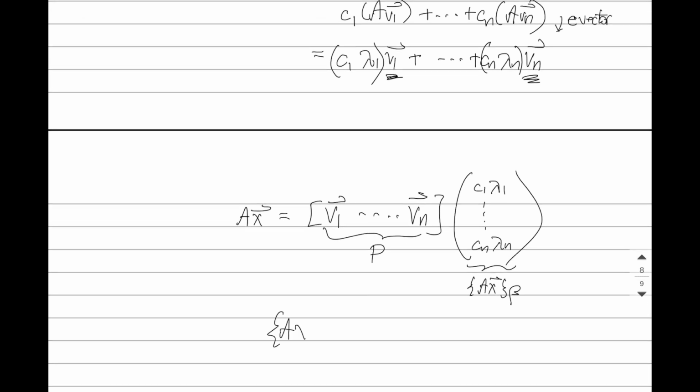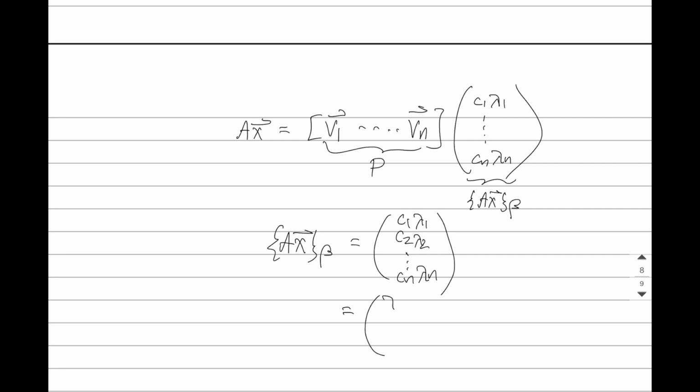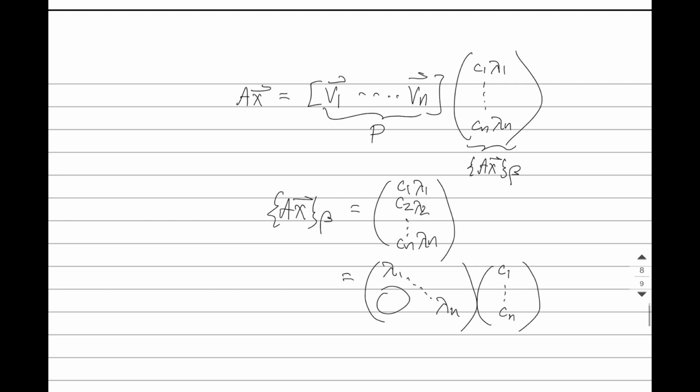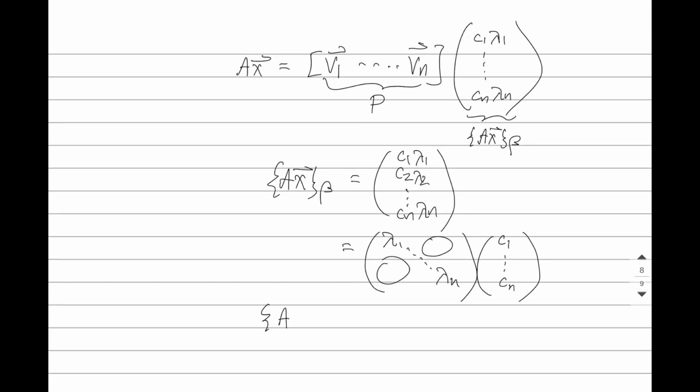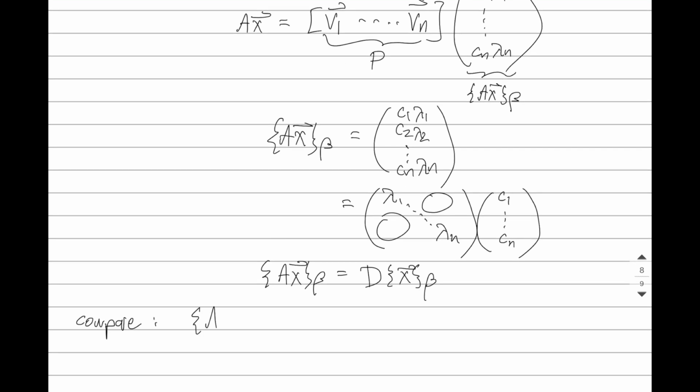Now I'm going to focus in on this part right here. This is C1 lambda 1, C2 lambda 2, all the way down to Cn lambda n. This may be tricky for you to see, but you could represent this as a diagonal matrix that has all these eigenvalues down the diagonal times these weights. This is 0 and 0. You can represent a matrix A in a new basis with this relationship right here. The new representation is P inverse AP.